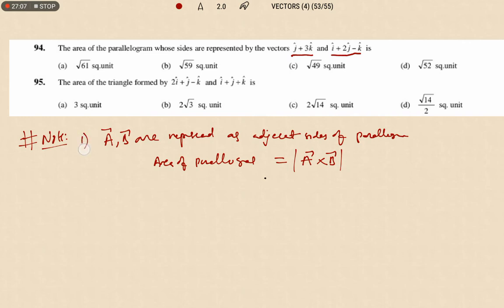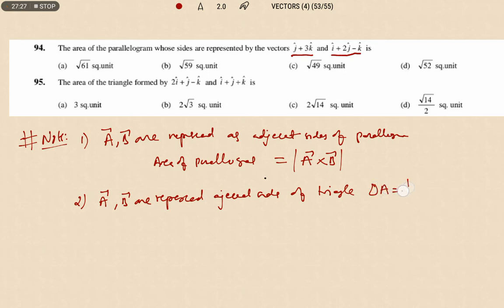In a similar manner, if A bar and B bar are represented as adjacent sides of a triangle, then the area of the triangle is 1 by 2, half, modulus of A bar cross B bar. So find the cross product and its magnitude, and then make it half. You are going to get the answer for the area of the triangle. So these are the two formulas for doing these two problems. Simple. So find the cross product.